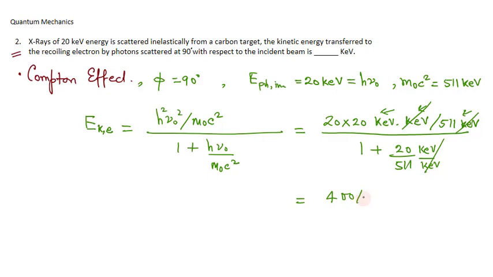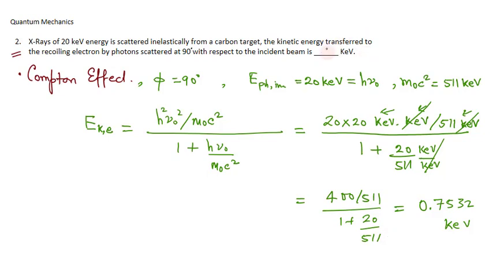So this is 400 by 511 divided by 1 plus, sorry, 20 by 511. There is a calculator given in your JAM examination. If you calculate it, it will be 0.7532 kilo electron volt. Most of the time you have to write a two digit number if not specifically given, like a 3 digit number or 5 digit number, or an integer. So read the instructions very carefully in the examination.